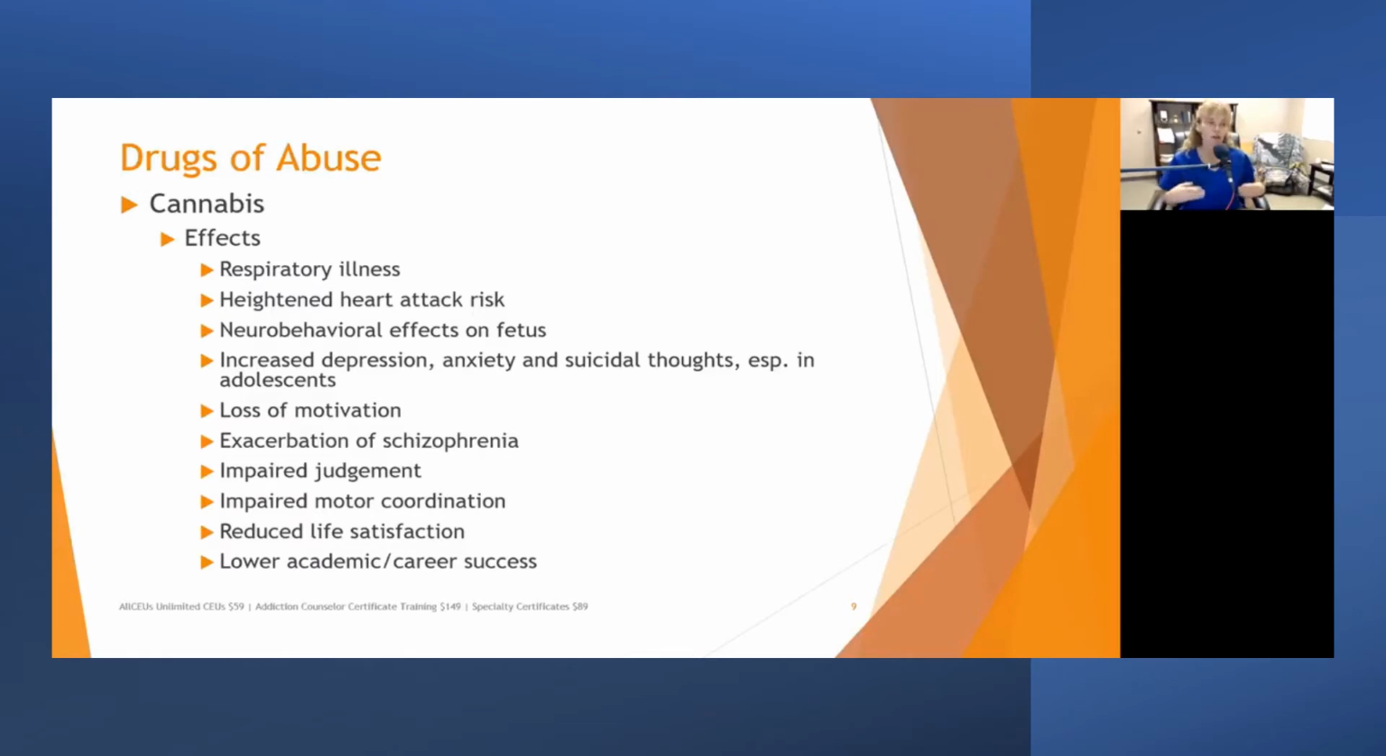Growers can also genetically modify and do things to enhance the THC levels in their cannabis plants. So again, even if you're getting the same strain from Jim and then you go over to Sally and buy from her, she may have a totally different intensity of her cannabis. So those are things to be aware of when you're working with clients who may be using cannabis.